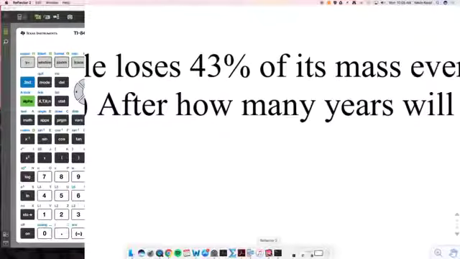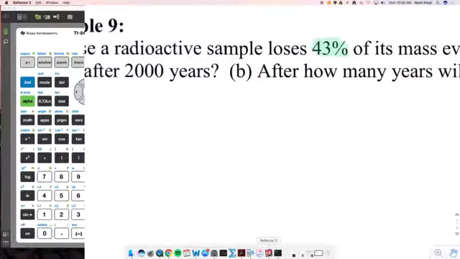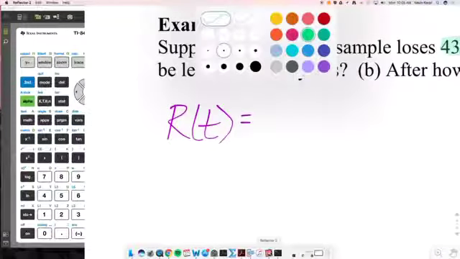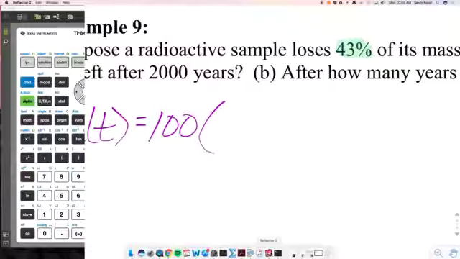Why is 100 a good number to work with here? We're dealing with percentages. Yeah, and percent means out of 100. So you could choose your initial amount to be anything in the whole wide world. 1, 100, 27.3. It's just easier if you work with 100. So we'll go ahead and go with that. 100 times. All right, so just like in the warm-up, if the decay rate is 43%, what is my decay factor?